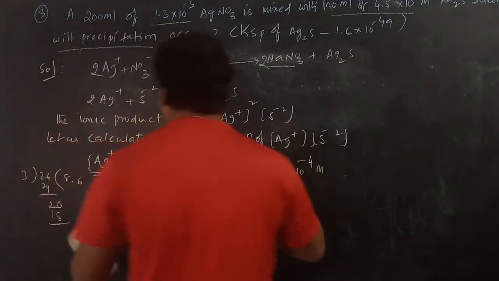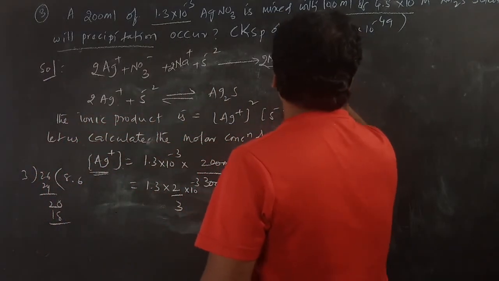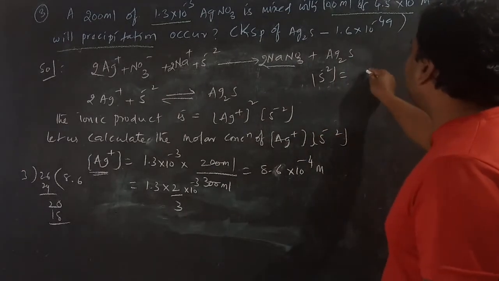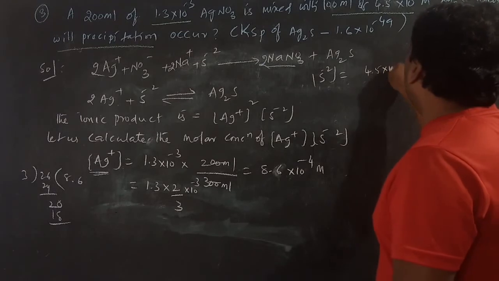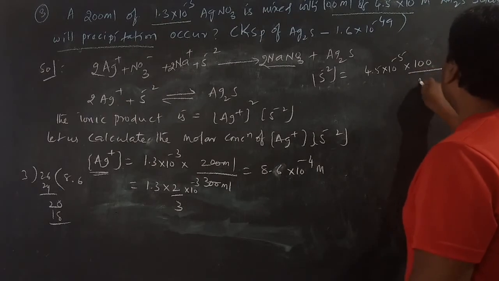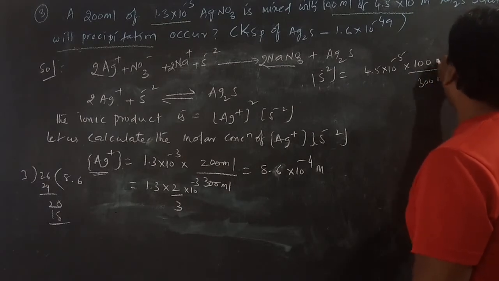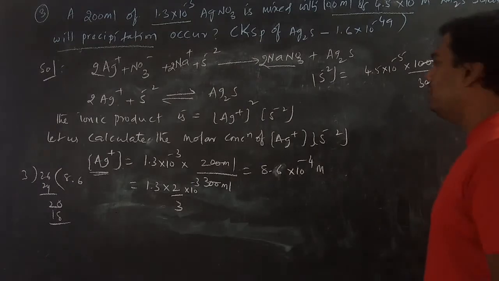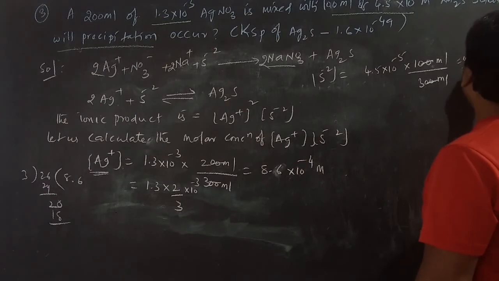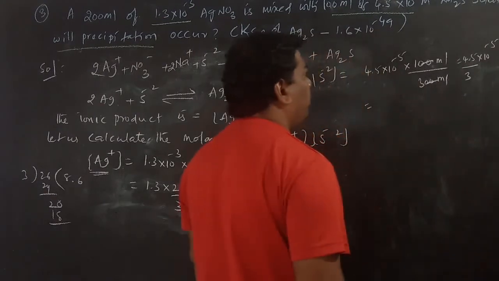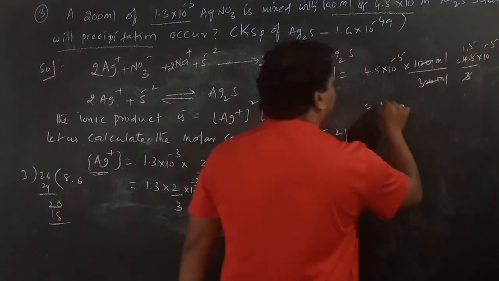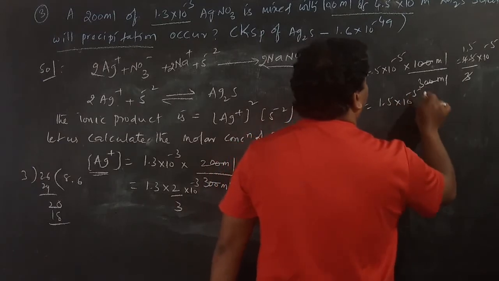Then we will calculate the S2- concentration, that is 4.5 × 10^-5 into 100 ml, since it is present in 100 ml. The total volume of the solution is 300 ml. So the zeros get cancelled, that is 4.5 × 10^-5 by 3. 4.5 divided by 3 is 1.5, so 1.5 × 10^-5.